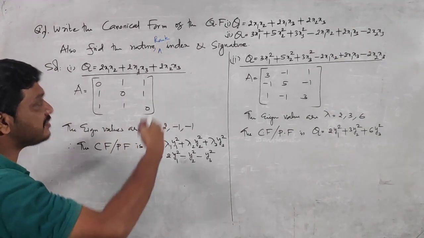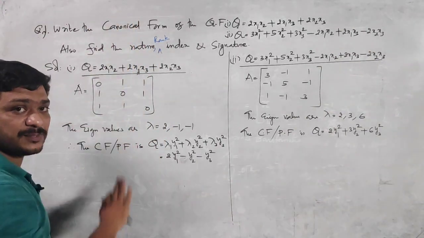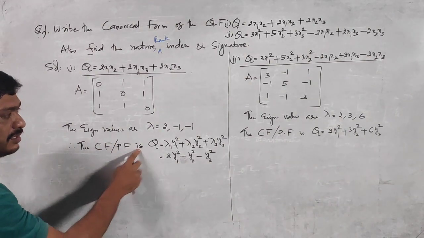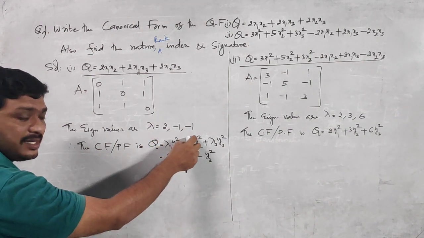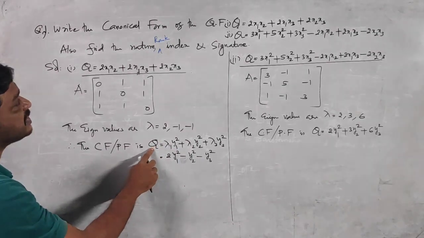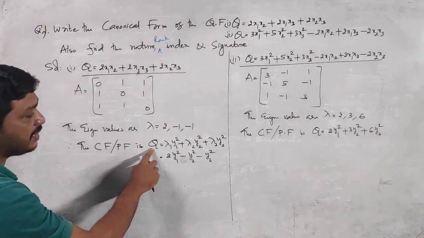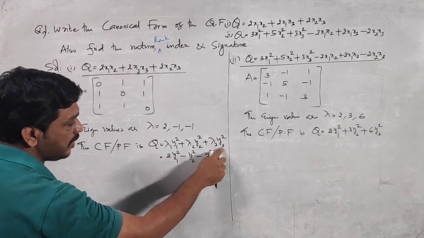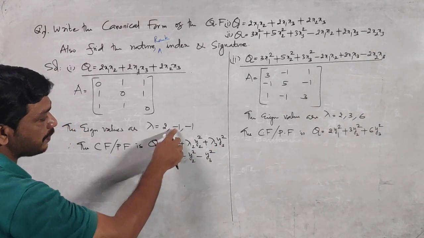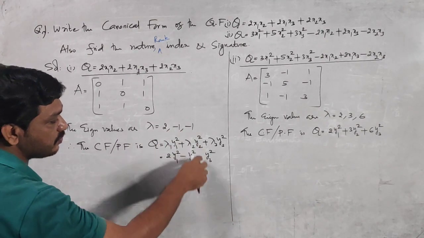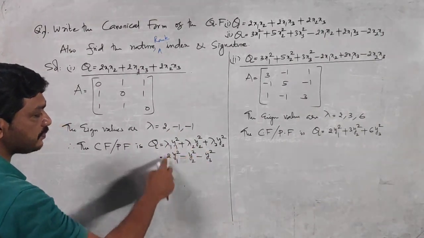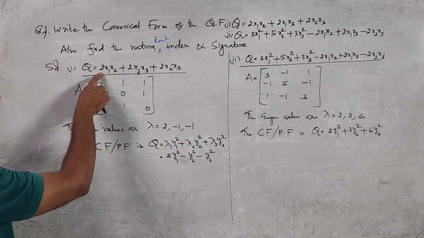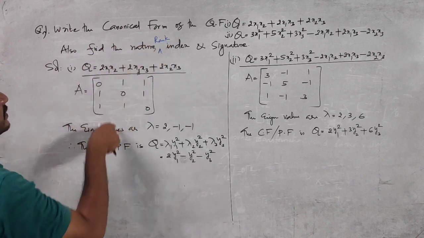Already I discussed the canonical form or principal axis form in the previous question. Since there are 3 eigenvalues here, the canonical form or principal axis form of this given quadratic form is λ1y1² + λ2y2² + λ3y3², that is 2y1² − 1y2² − 1y3². This is the canonical form or principal axis form of the given quadratic form. So that section is over in the first question.